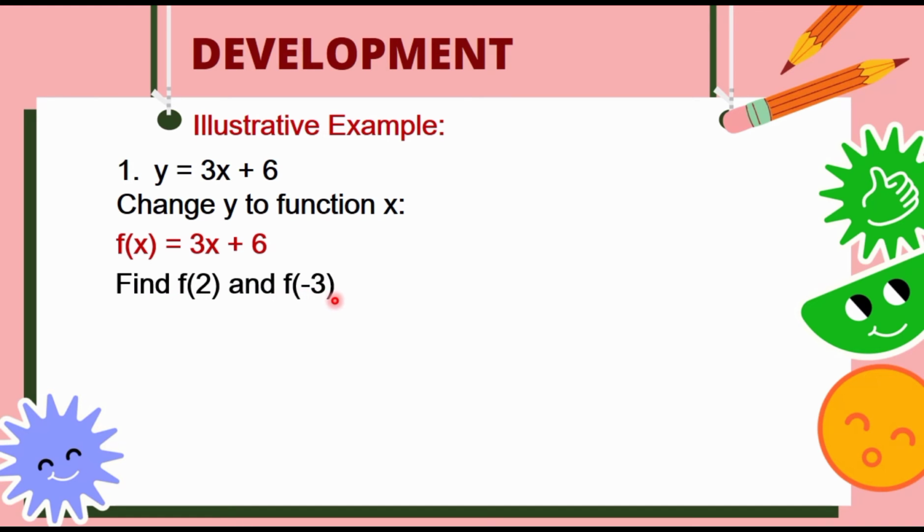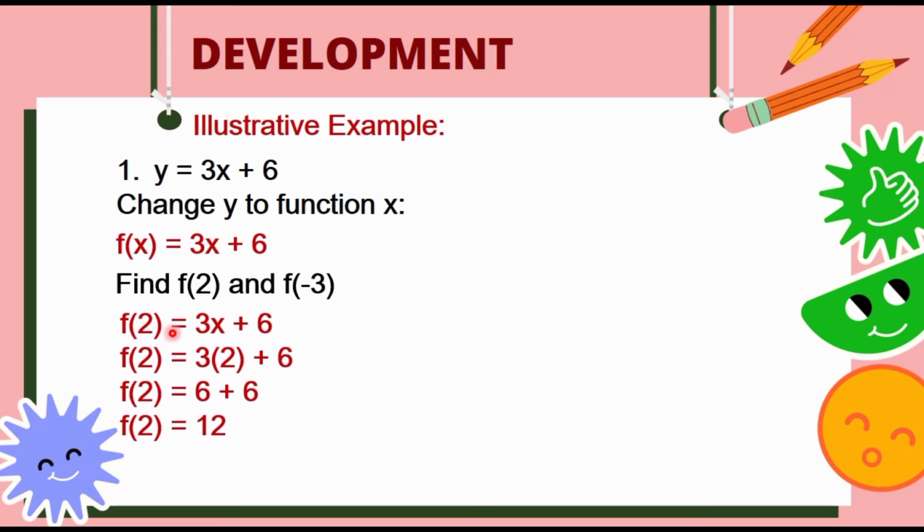So in finding f of 2 and f of negative 3, we just need to substitute the value of x to our given function notation. So let us start with f of 2. We have f of 2 is equal to 3x plus 6. Copy lang natin. And then let us substitute f of 2 is equal to 3 times 2. Substitute 2 to our x, then plus 6. Okay. And then f of 2 is equal to 3 times 2. We have 6 plus 6. Then therefore, f of 2 is equal to 12. So f of 2 is equal to 12. That is the value of our f of 2.